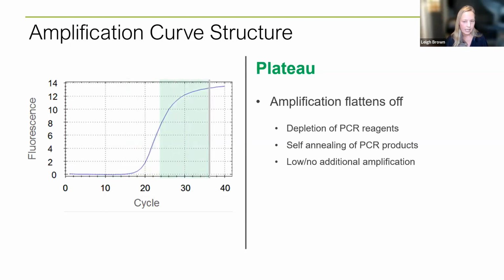Okay. And the plateau. At this point, the amplification is going to flatten off, and the amplification efficiency is greatly decreased, and there's going to be minimal detectable amplification, right? This is mostly due to the depletion. You're basically running out of reagents here. You're also going to see some self-annealing of the PCR products, okay? This typically happens after cycle 30. And so it's not usually advised to go beyond 40 cycles of amplification. If you do that, you're going to increase the likelihood of getting non-specific amplification.